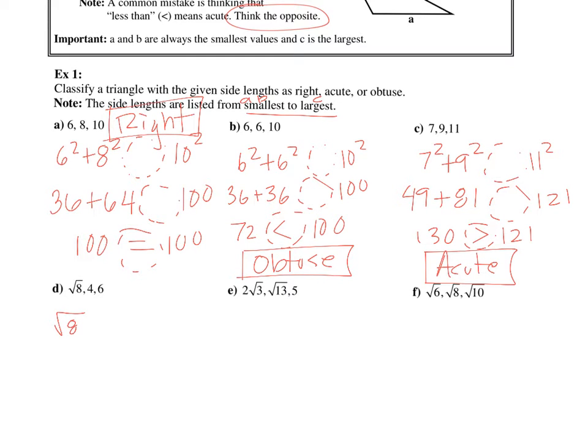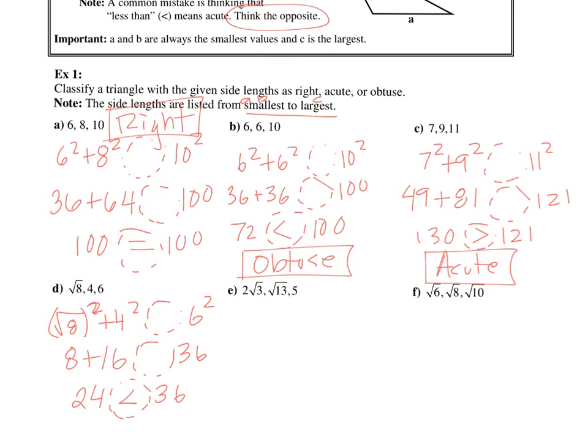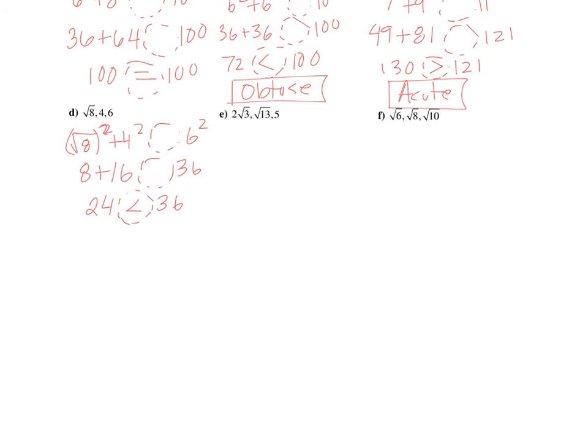Now I have the square root of 8 squared plus 4 squared is something to 6 squared. All right, now what's the square root of 8 times the square root of 8? That's square root of 64, which is 8. So essentially the square undoes the square root. Then I have 4 squared, which is 16. And then I have 36. So if 24 is something to 36, that would be less than. So a squared plus b squared is less than c squared, which makes this triangle obtuse.